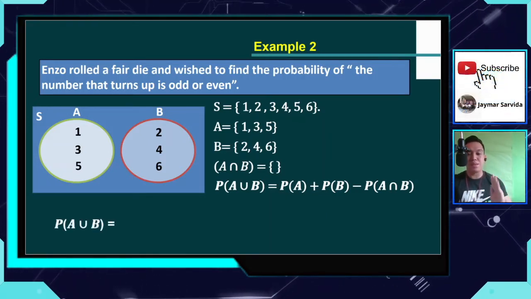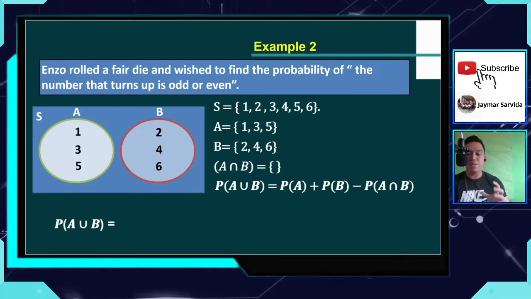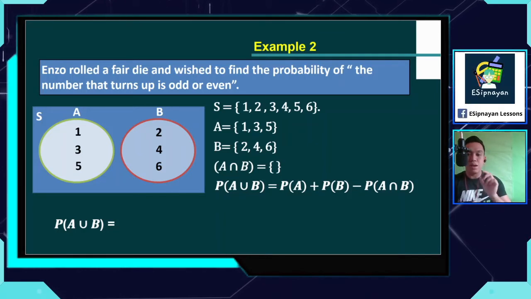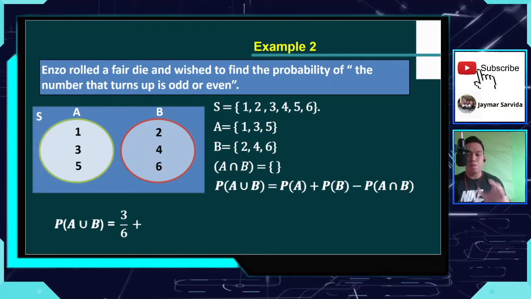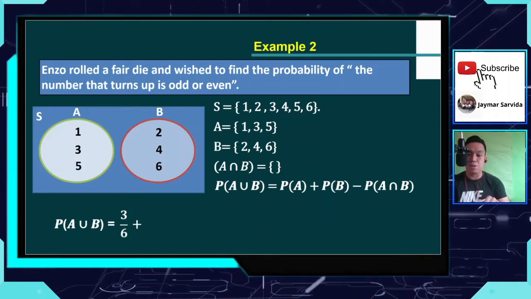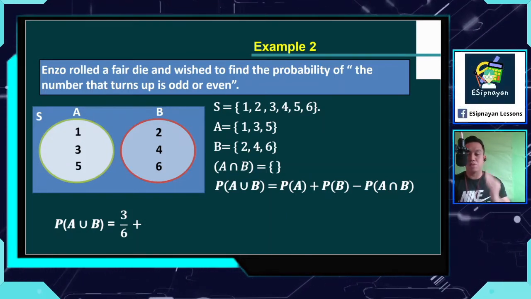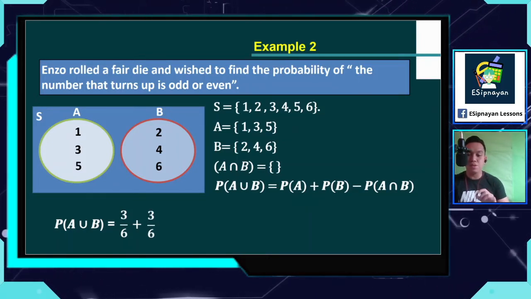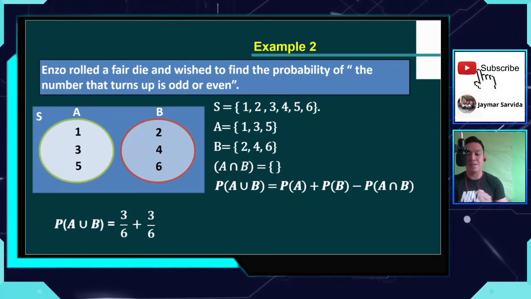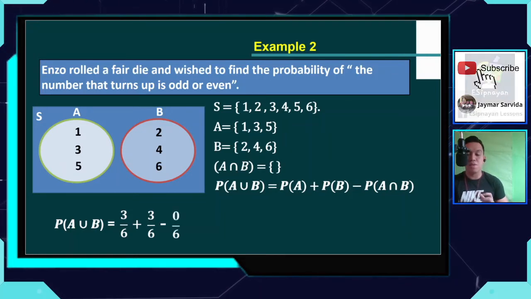Okay, so i-substitute na natin ngayon yung ating mga given value dito. So for event A, the number of favorable outcomes in the event A is 3, over the total number of possible outcomes in the sample space, which is 6. So yan ay 3 over 6 plus sa ating probability of event B naman, the number of favorable outcomes in event B is 3 also over the total number of possible outcomes in our sample space, which is 6. So 3 over 6 also. Minus, so since wala tayong intersection ng ating dalawang event, so wala siyang favorable outcome. So that is 0. Minus 0 over 6.